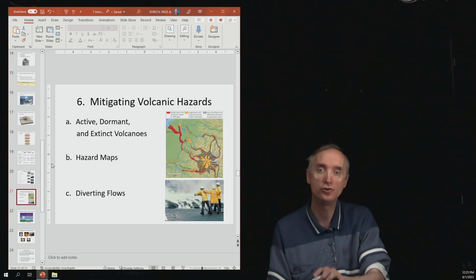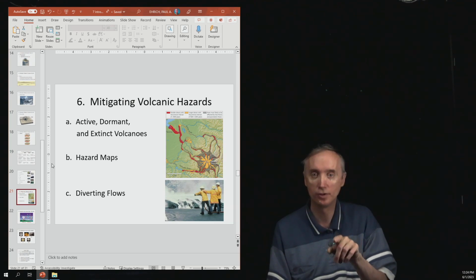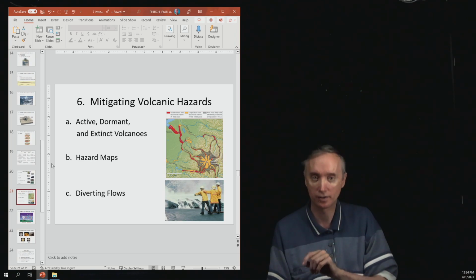You should know the difference between an active volcano, a dormant volcano, and an extinct volcano. Make sure you know those definitions.